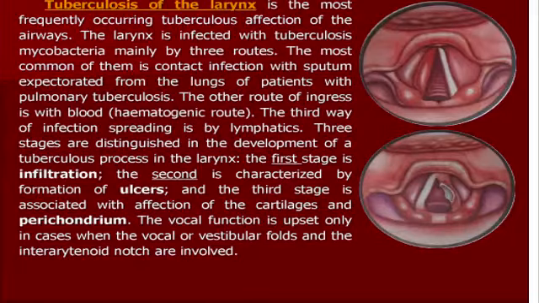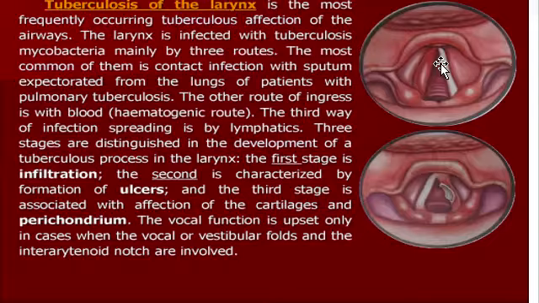About the tuberculosis of the larynx, it is the most frequently occurring tuberculous affection of the airways. The larynx is infected with tuberculous mycobacteria mainly by three routes. The most common of them is contact infection with sputum expectorated from the lungs of patients with pulmonary tuberculosis. The other route of ingress is with blood, the hematogenic route. The third way of infection spreading is by lymphatics.